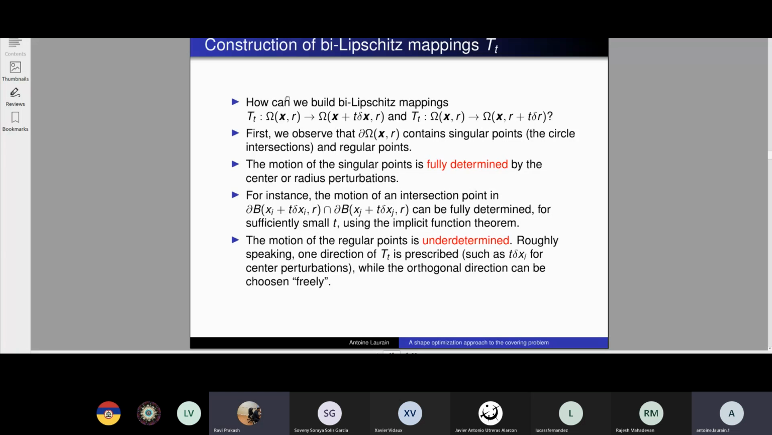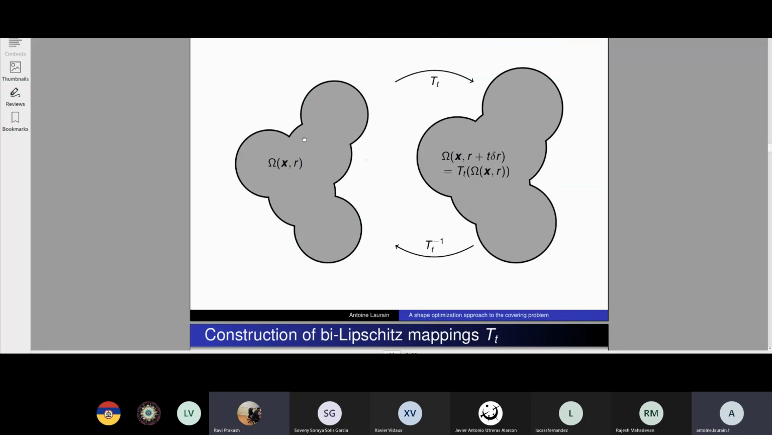So how do we do this? The first observation is that the boundary of omega contains singular points, which are the circle intersections, and regular points. So if you look at this picture, the singular points are the circle intersections, like this point, this one, this point, etc. And the regular points are, for instance, here. These are regular points.